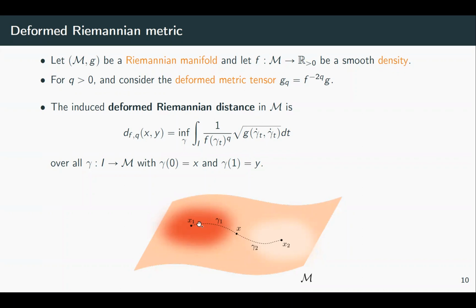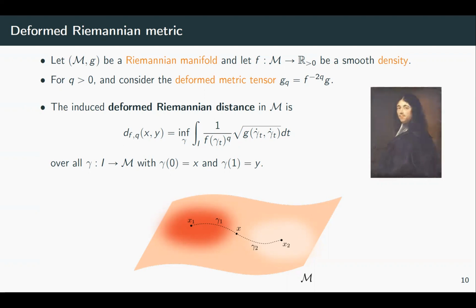So for instance, in this example, we have these two paths, gamma 1 and gamma 2. And if this area is an area of high density, then gamma 1 under this definition is shorter than gamma 2 because it goes through an area of high density. This distance is related to the Fermat principle in optics. So this is why this distance is also called the population Fermat distance. The Fermat principle in optics has a similar formula for the path of light, and the weight is associated to the refraction index.